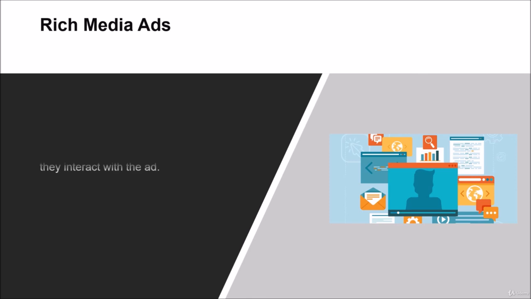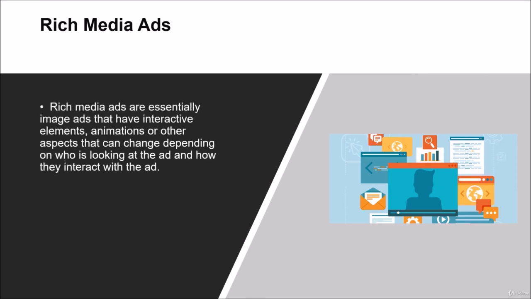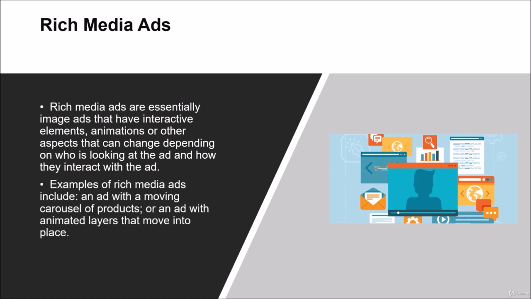Rich media ads. Rich media ads are essentially images that have other interactive elements, animations, or other aspects that can change depending on who is looking at the ad and how they interact with the ad. Examples of rich media ads include an ad with a moving carousel of products or an ad with animated layers that move into place.